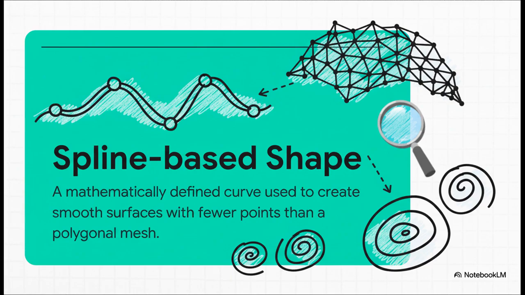Okay, now for our digital clay. A spline isn't made of tiny flat surfaces at all. It's a smooth, continuous curve that's defined by a mathematical function. And the huge advantage here is that you can describe a really complex, smooth shape with way fewer control points than a super high-res mesh would need.